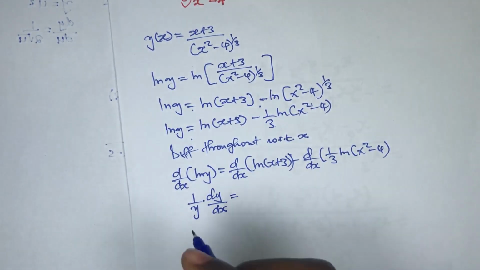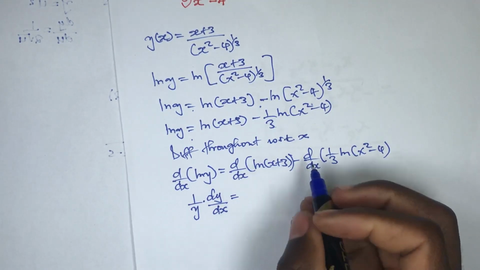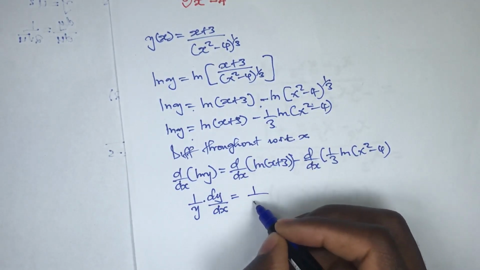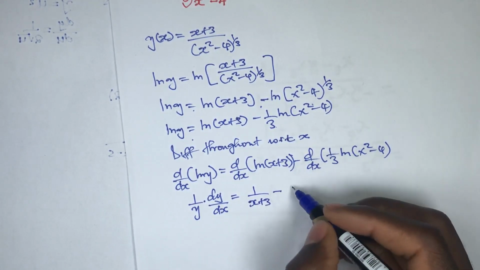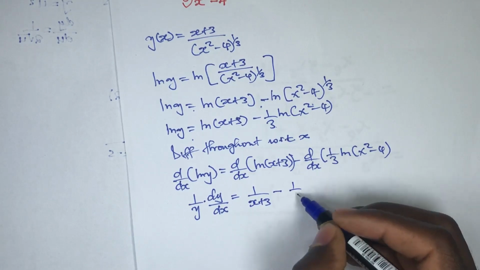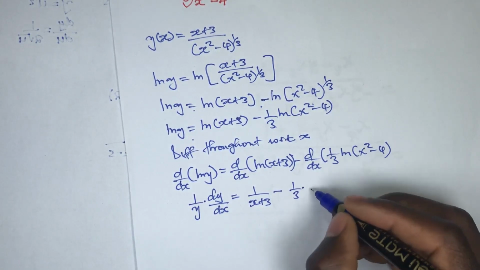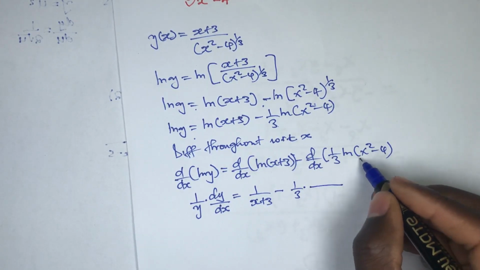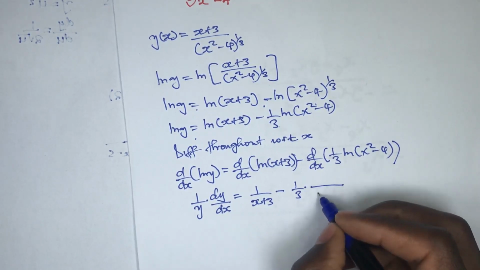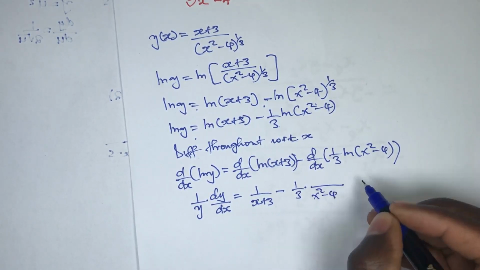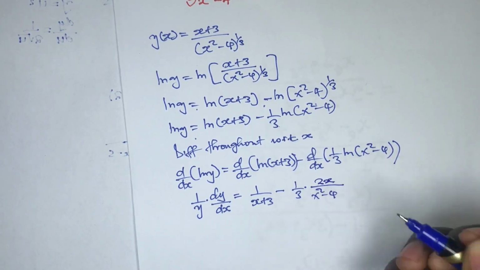So we continue differentiating what is on the right hand side. If we differentiate this, we're just going to get 1 over (x plus 3) minus, we're going to keep first the coefficient that we have there, 1 over 3, multiplied by, when you differentiate ln(x squared minus 4), first you're just going to get 1 over (x squared minus 4). Then if you differentiate what's inside, you're going to get 2x, like this.